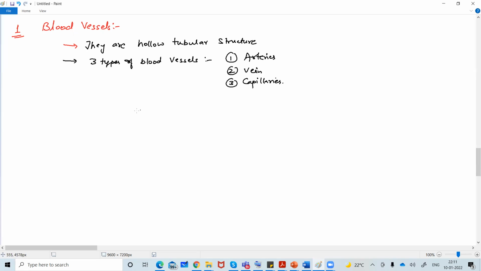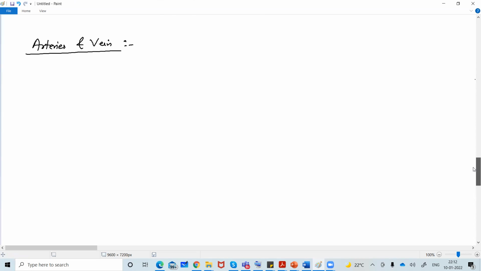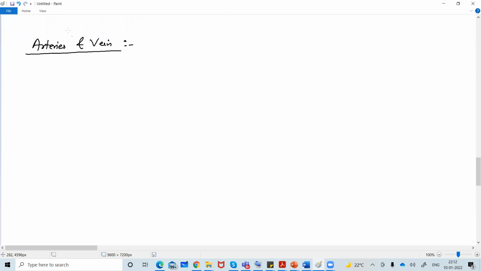Okay, so let's see the structure of arteries, how arteries look like. Arteries and veins. I will draw the structure of arteries and veins both, and then we will try to compare. Right. So this is the structure of an artery. Arteries are quite broad like this. Veins are also like this.